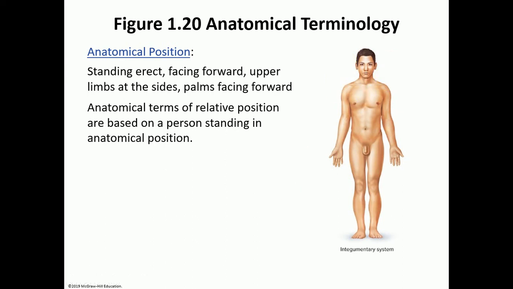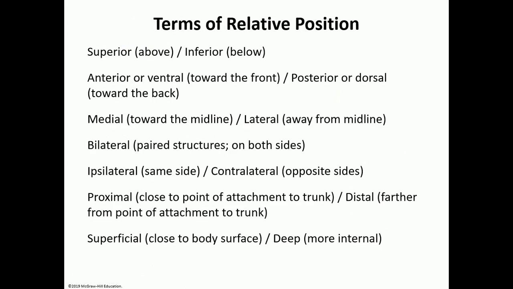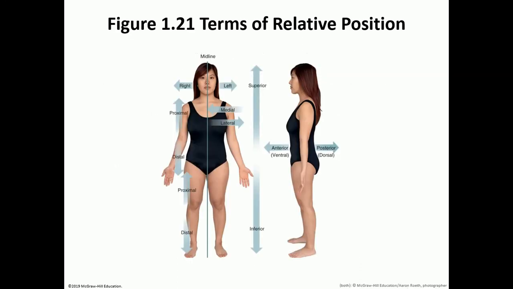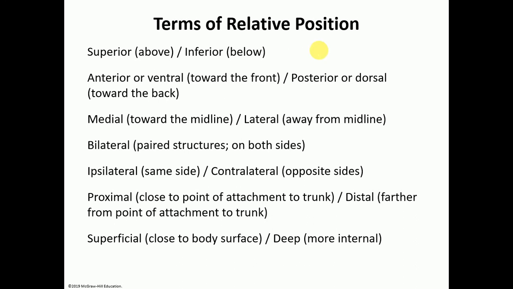So these are the different terms, and we do have images for them. Superior is above and inferior is below. Towards the front, there are two terms, and that could be either anterior or ventral. While towards the back, it could be either posterior or dorsal.